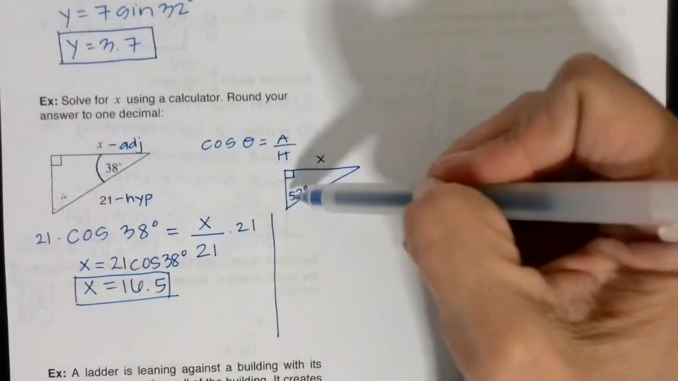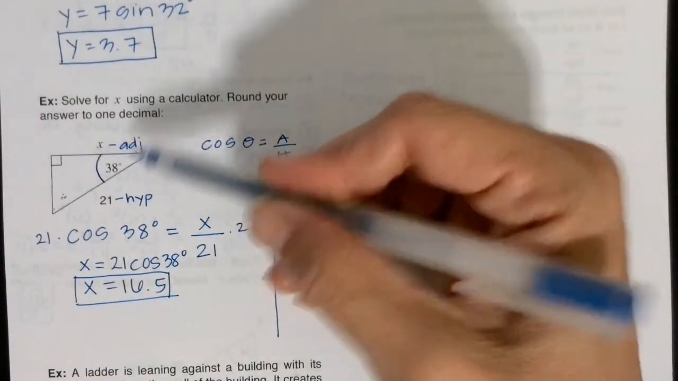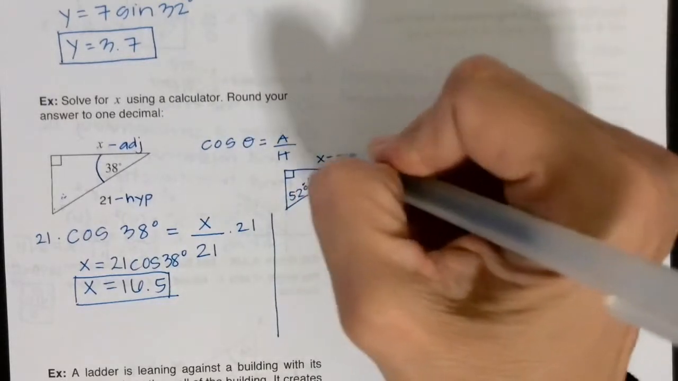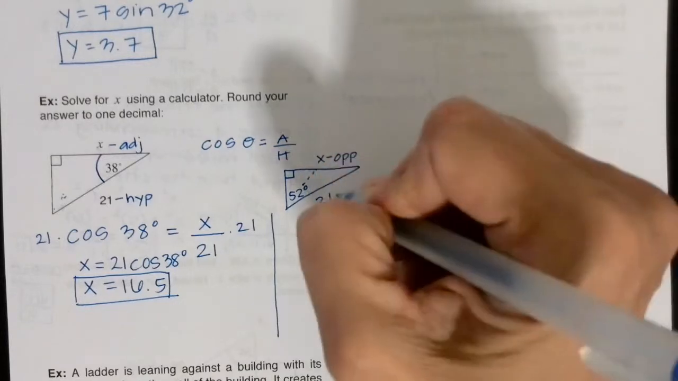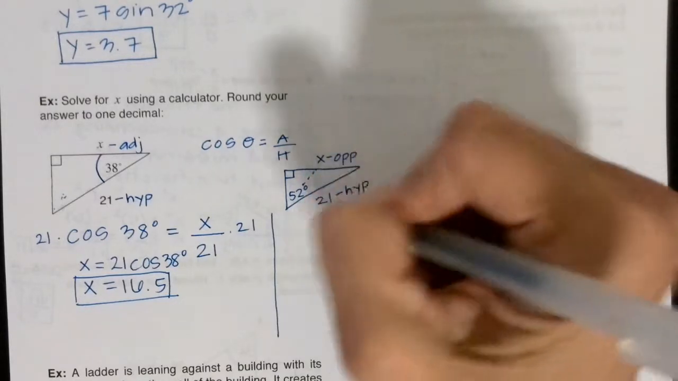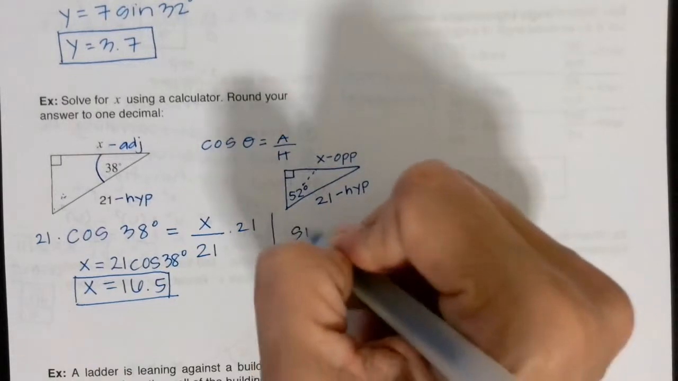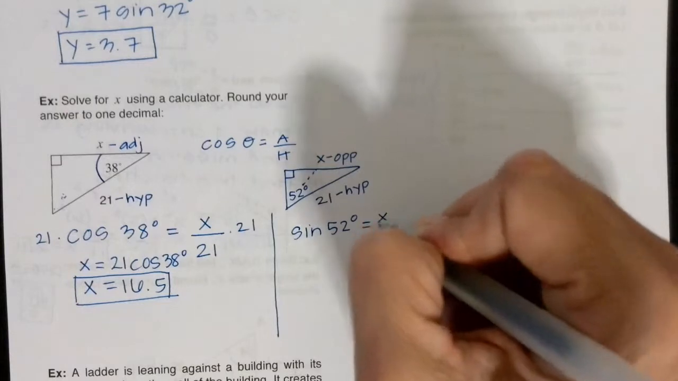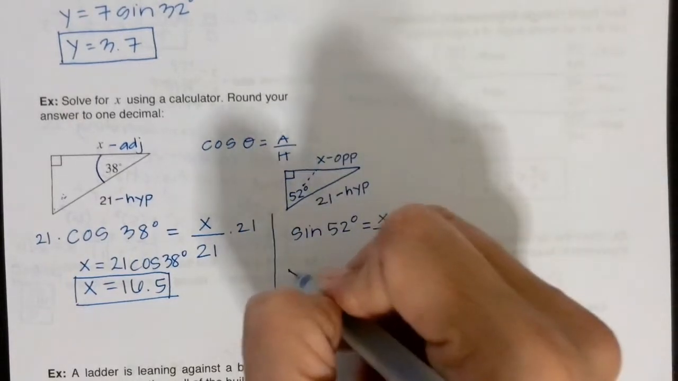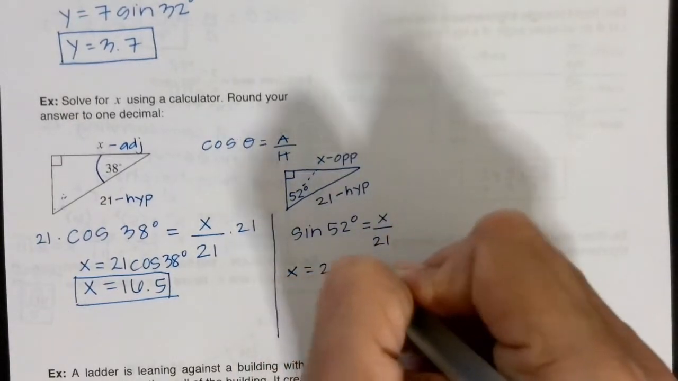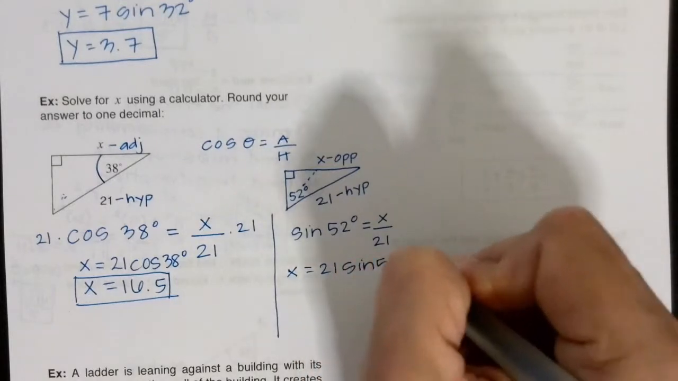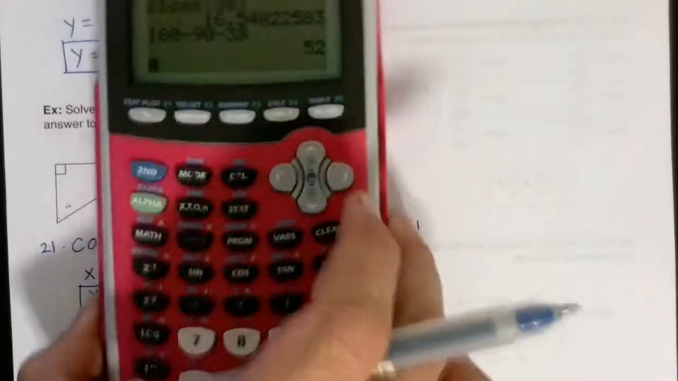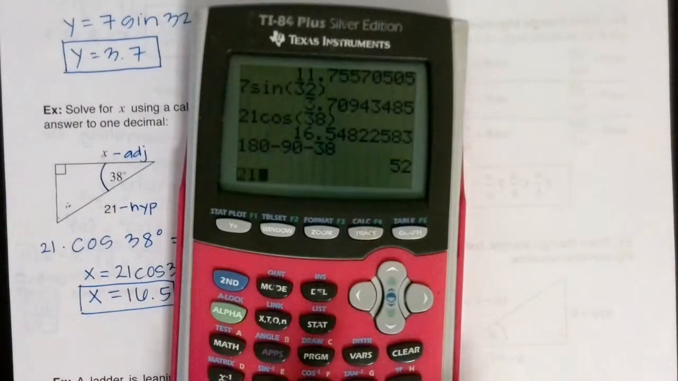Now, if I wanted to use this angle instead of this angle, look at x. Is x still the adjacent side? No, now it's the opposite side, but 21 is still the hypotenuse. If I had this, it would be the sine of 52 degrees equals x over 21. So then x equals 21 sine 52 degrees, right? Times both sides by 21. Look what happens because of the relationship between sine and cosine.